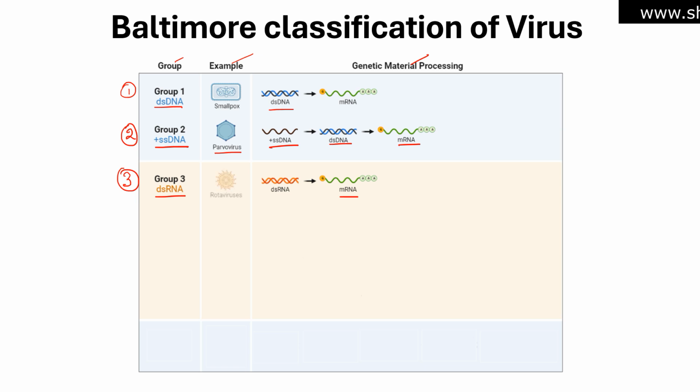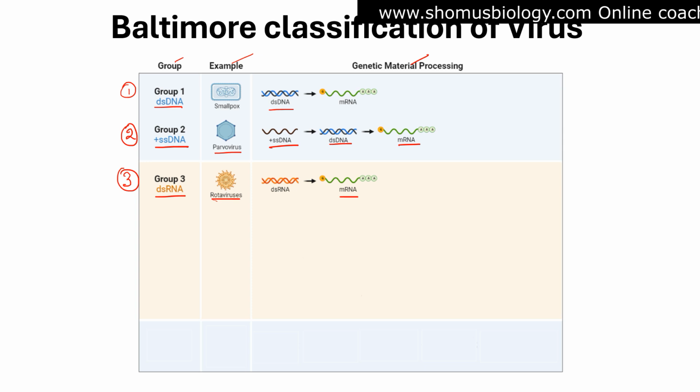A double-stranded RNA virus example is rotavirus, also a very common virus in India. Rotavirus causes digestive tract distress, particularly in infants. This rotavirus is a double-stranded RNA virus.